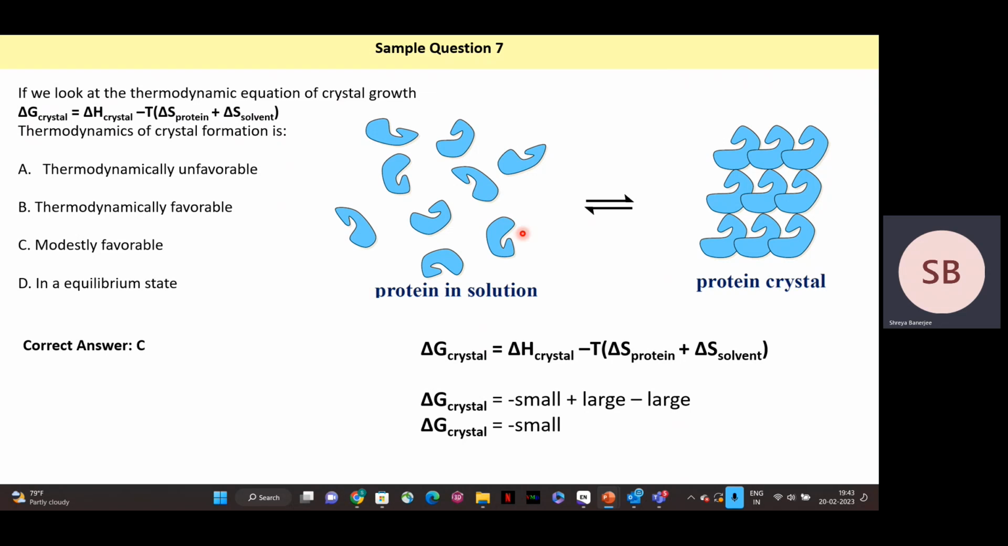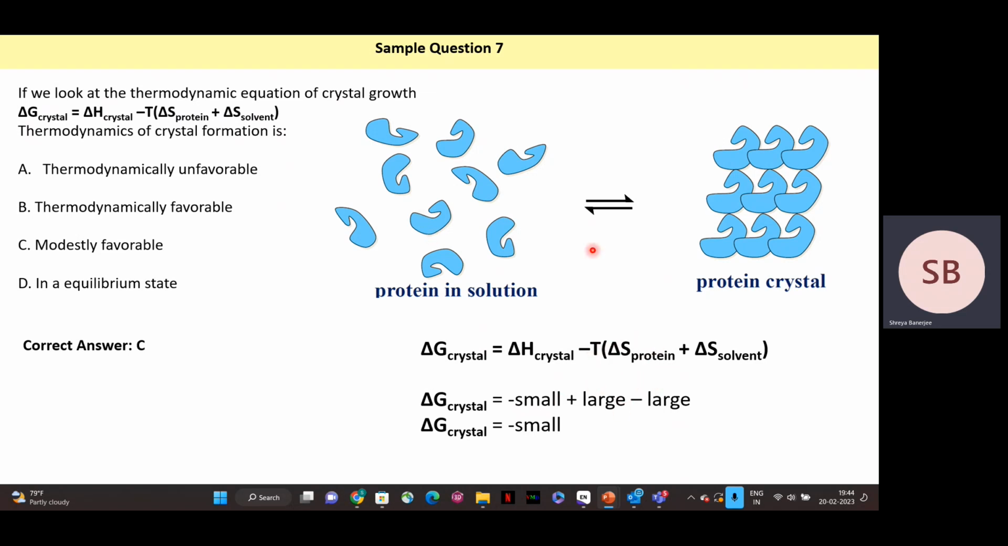So if you recap, this is the equilibrium of protein in solution to the crystallized protein. The enthalpy of formation of the crystal is small, but it is favorable because in the crystal, there are several intercrystal interactions, which can be hydrogen bonds, van der Waals, or ionic interactions, which stabilize the protein crystal. And so it is favorable, shown by the negative sign.